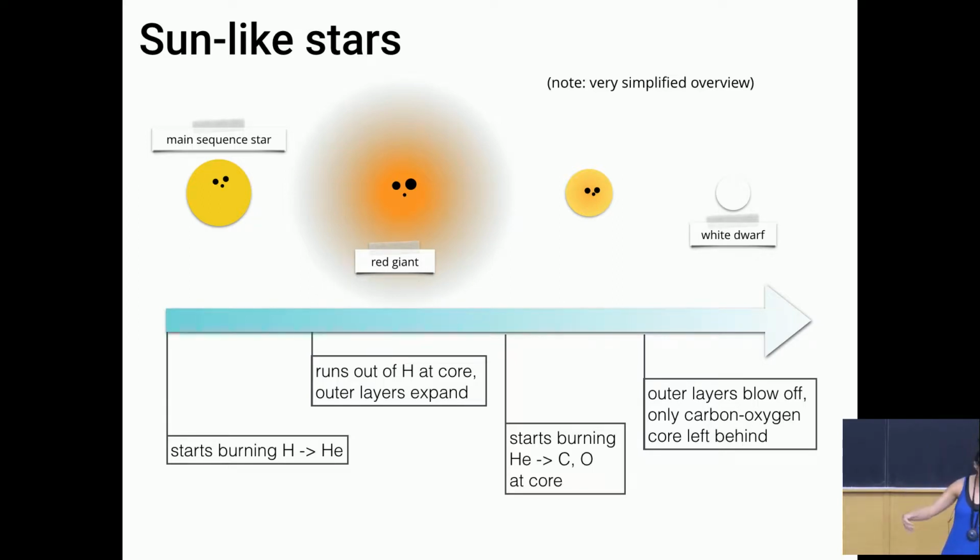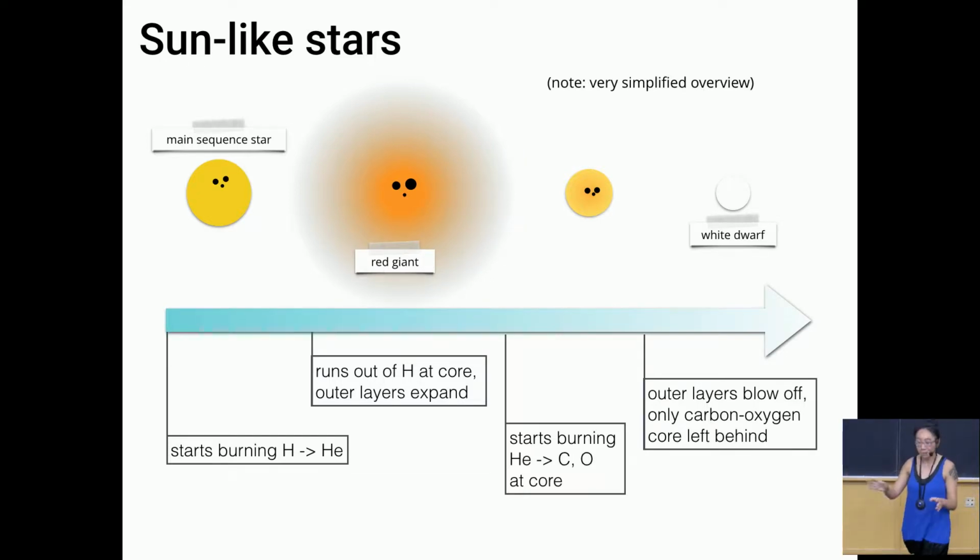Then at some point, the temperatures get hot enough to burn helium into carbon and oxygen in the core. And then for a star the mass of the sun, it stops. The contraction can't make things hot enough to burn heavier elements. So it stops at carbon and oxygen, and then it can't do anything else. So then the outer layers just float off again.